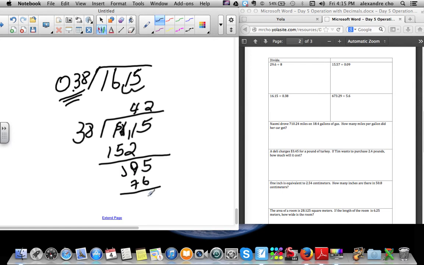Borrow. 15 minus 6 is 9. 8 minus 7 is 1. So you got 19. Let's bring a 0 down. So let's add a decimal here. Add a decimal here. Bring a 0 down. See if that helps our cause.